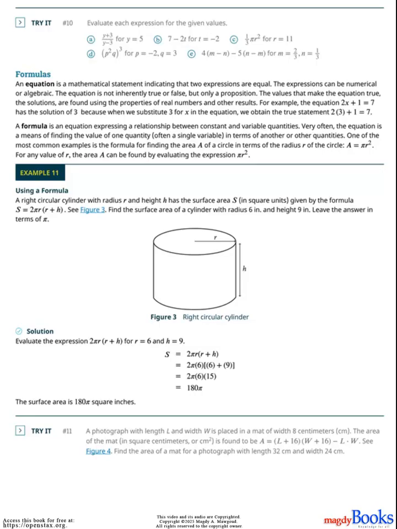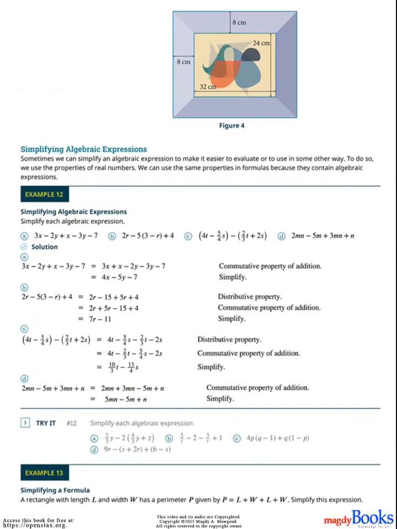Try it number 11. A photograph with length L and width W is placed in a mat of width 8 cm. The area of the mat, in square centimeters or cm², is found to be A = (L + 16) × (W + 16) − L·W. See Figure 4. Find the area of a mat for a photograph with length 32 centimeters and width 24 centimeters. Figure 4.